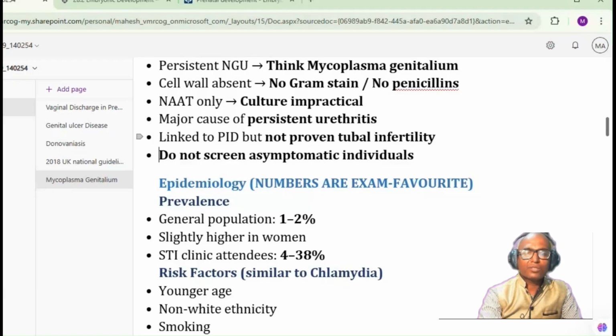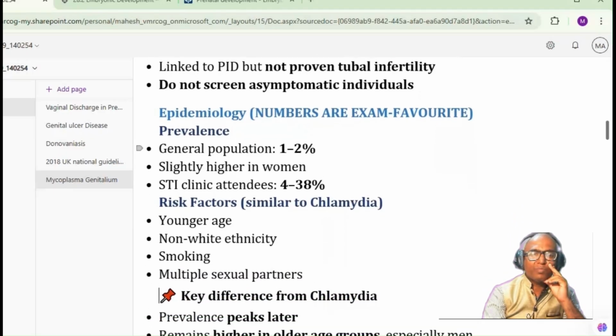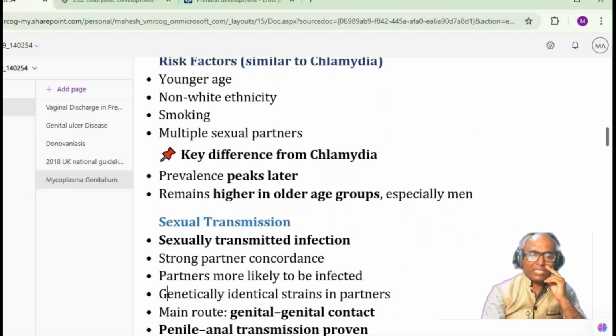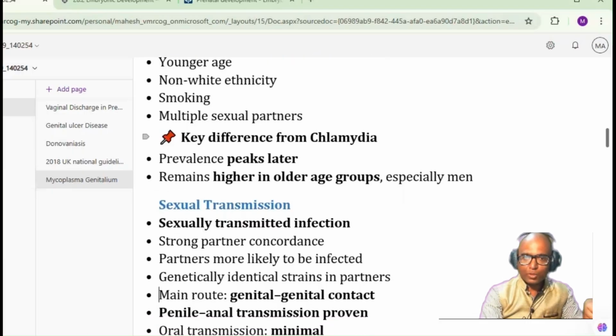Okay. So these are the epidemiological points: the general population prevalence is around 1 to 2%, but it is high in STI clinics. So what are the risk factors? Young age, non-white ethnicity, smoking, and multiple sexual partners. So what is the key difference from chlamydia? The prevalence peak is later. We have seen chlamydia is very typical in the less than 25 years age group. Here the peak is a little later, and it remains higher in the older age group.